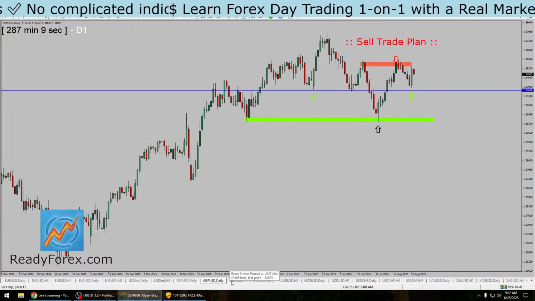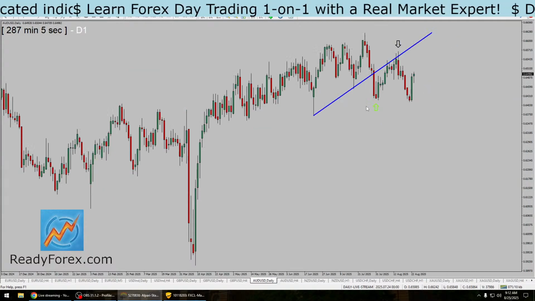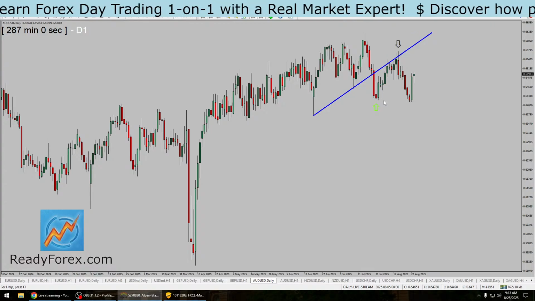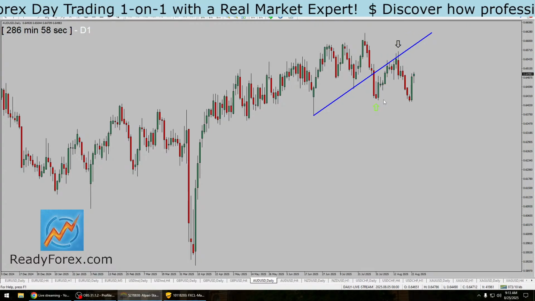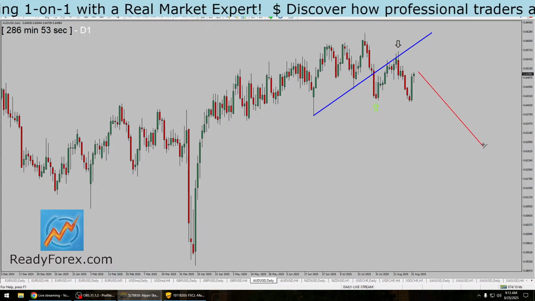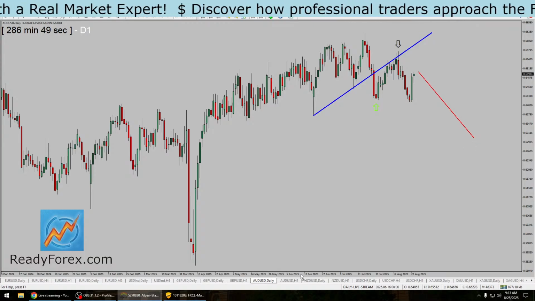Next one is the Aussie dollar. The way I see AUDUSD is going to move sideways first and then expect further weakness in price action. I think AUDUSD is going to drop over here.